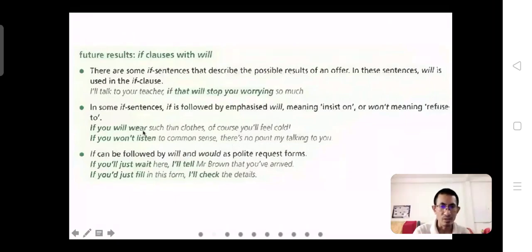Okay, so the first meaning is the meaning insist on. You see, if you will wear such thin clothes, of course you will feel cold.